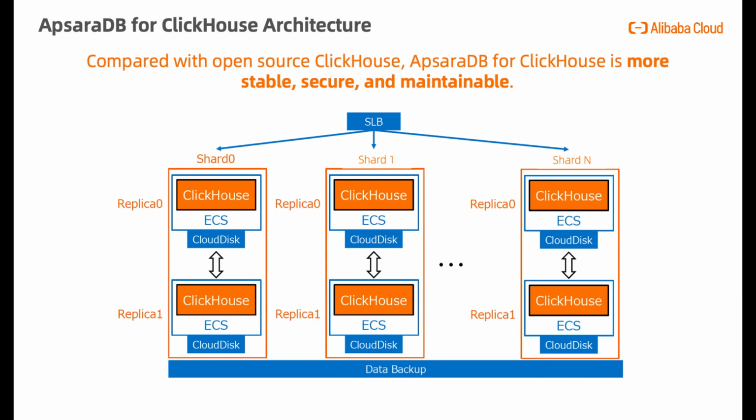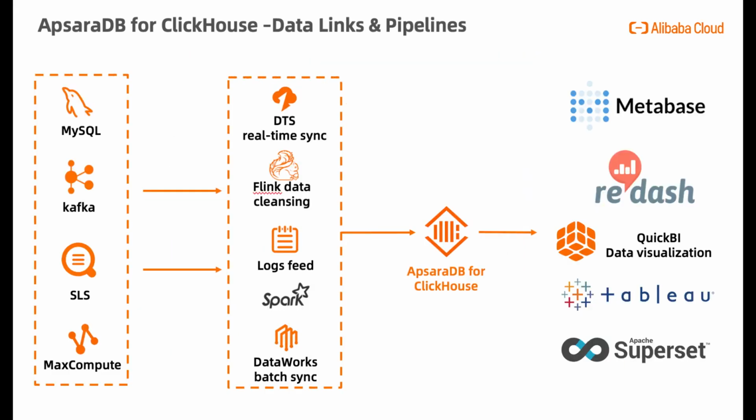Each ApsaraDB for ClickHouse cluster contains one or more shards. Each shard contains one or more replicas. All ApsaraDB for ClickHouse nodes are deployed on Alibaba Cloud Elastic Compute Service (ECS) instances. At the underlying layer, ApsaraDB for ClickHouse nodes use highly reliable cloud disks as permanent storage. And as the structure shows, it's a very typical usage of ClickHouse data links and pipelines.